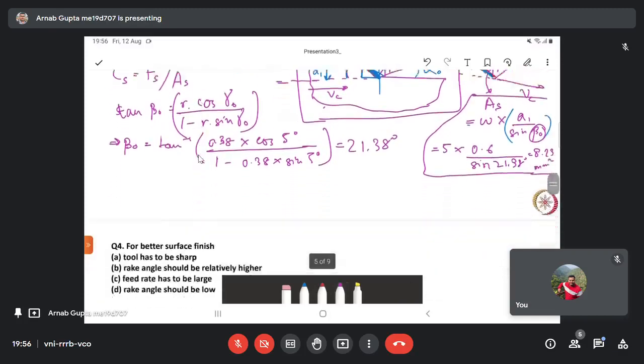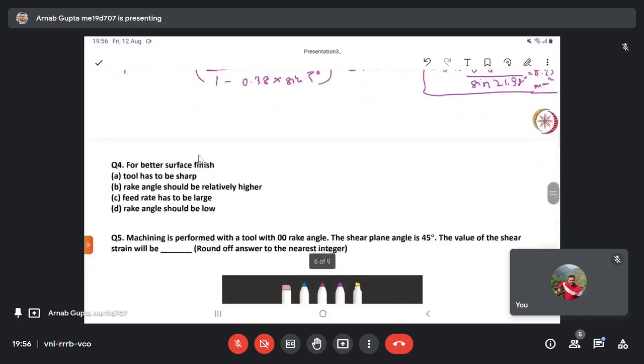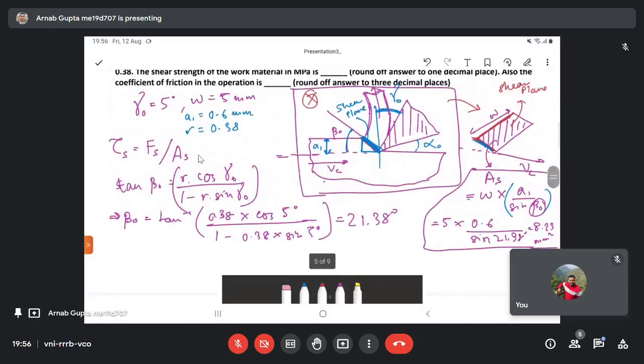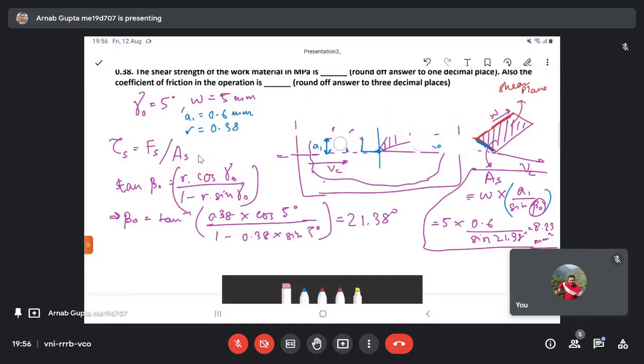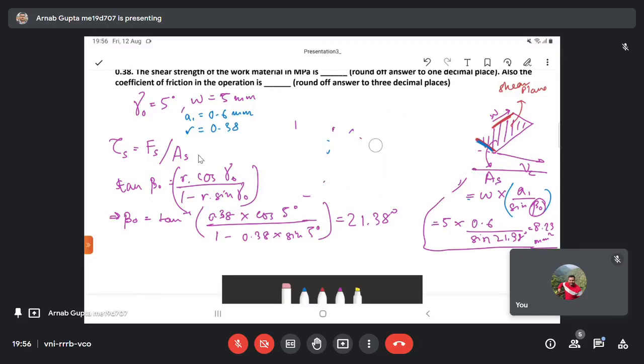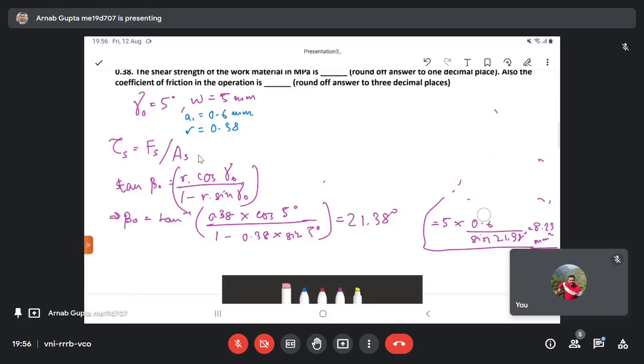Still, I haven't left any space for drawing the Merchant circle. I think you have noted down these values. What I will do is just erase this. Anyway, it will be there since I'm recording the video. I will draw the Merchant circle now. I hope it is clear till this point. It's a small calculation; I'm just elaborating it for the ease of understanding. That's it. 8.33 mm square. You have to remember this value.